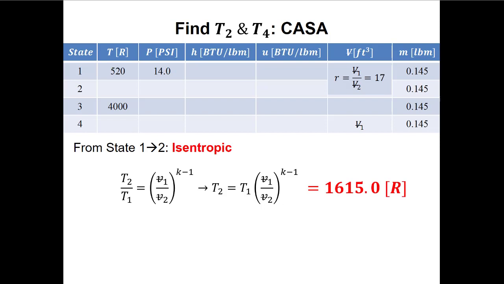So my temperature is increasing. That's a good thing, right? I'm increasing the temperature as I compress the fluid. That's actually why we get ignition of the fuel in this case. So here, T2 is 1,615 degrees.